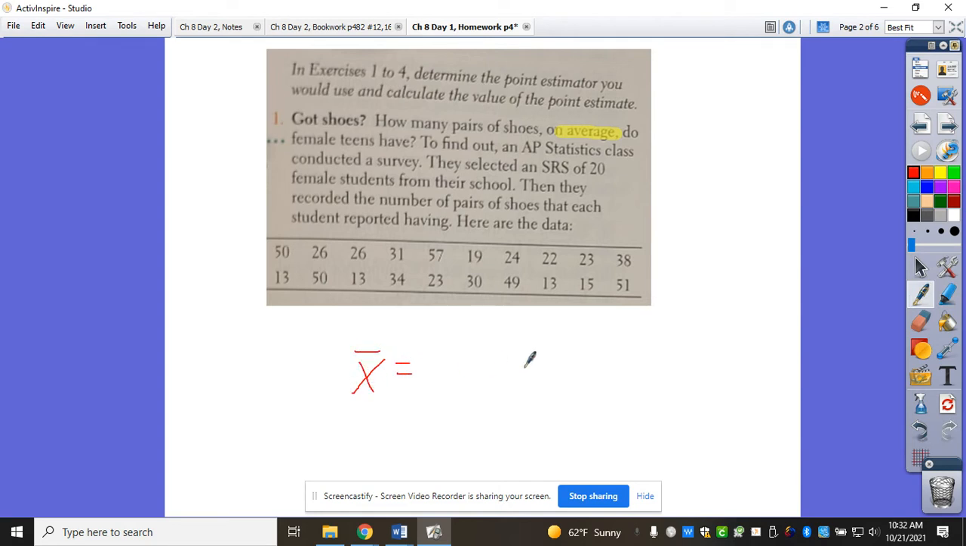And you actually had to calculate this here, and you got what is your X bar? Say it again. 30.35. And what else do I need?